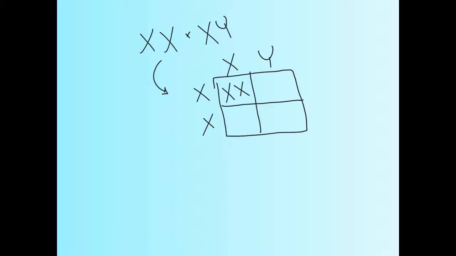XX, that's a girl. XX, another girl. XY, that's a boy. XY, that's a boy. So in case you didn't know, your chances of having a boy, 2 out of 4, are 50%. And your chance of having a girl, also 2 out of 4 or 50%.